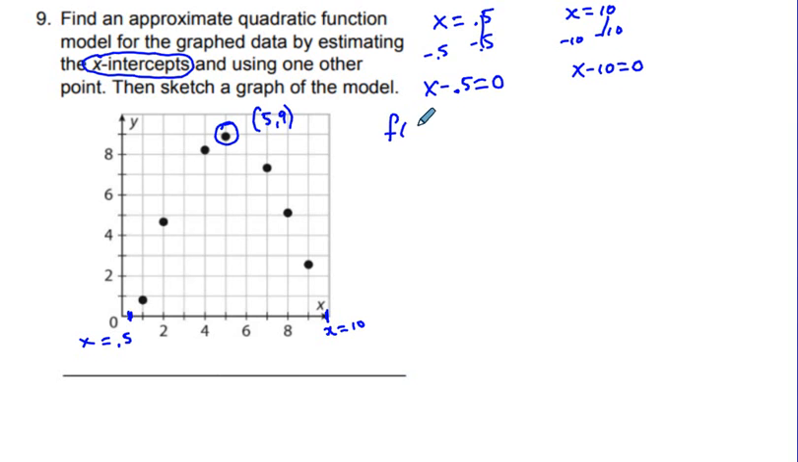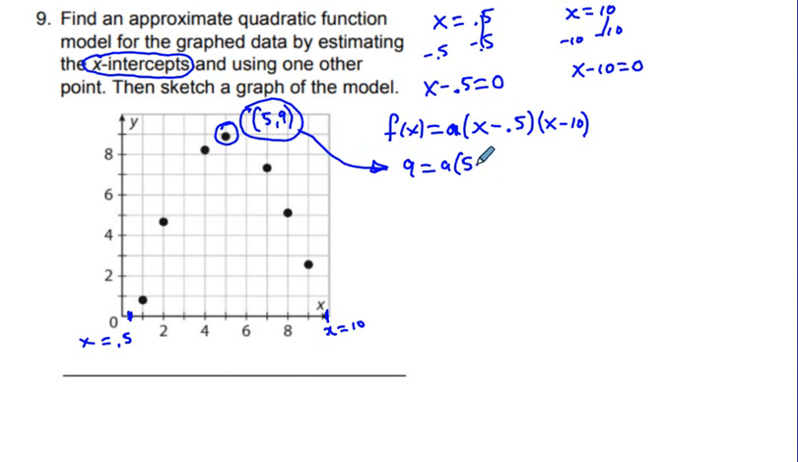We have f of x is equal to a times quantity x minus 0.5. I think Riley used 1/2 on his, and x minus 10. And so now we can take this 5,9 and plug it in right here. So that's going to be 9 is equal to a times 5 minus 0.5 times quantity 5 minus 10. So what that's going to be is 4.5 times 5.